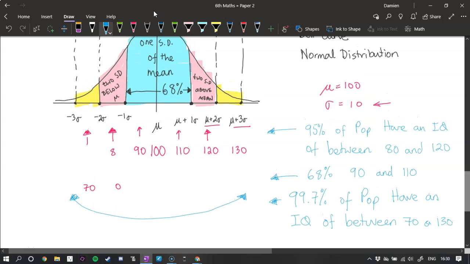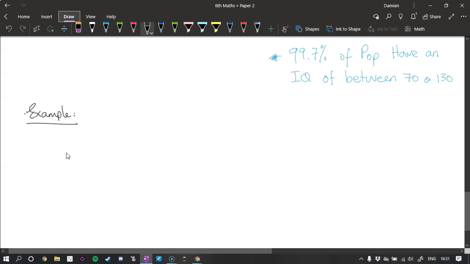There's not a huge amount more to it, but you do have to be able to, if you're given the mean and if you're given the standard deviation, work out the mean plus 1 standard deviation all the way up to the mean plus 3 standard deviations. The maths is actually very simple. It's just trying to understand what's happening. So let's have a look at a quick example.